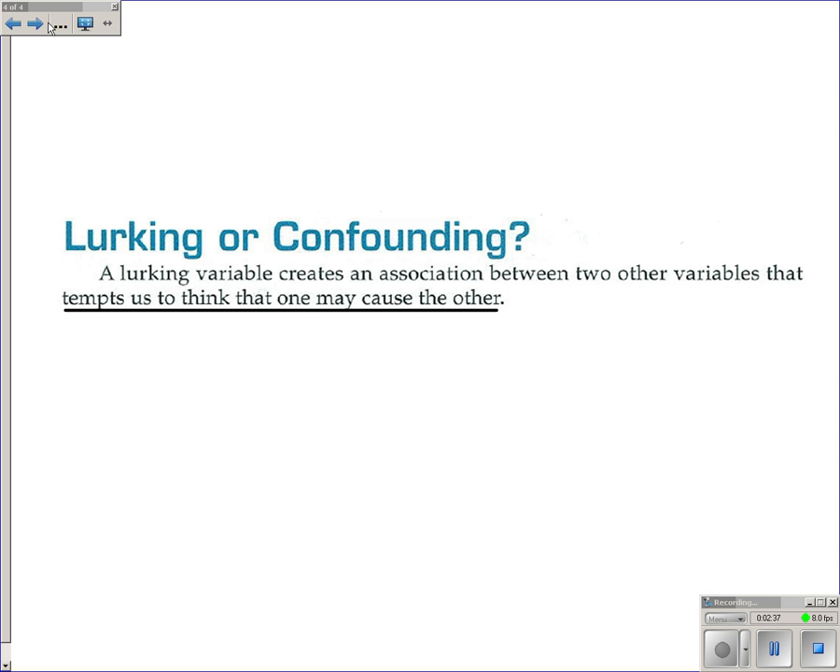So a lurking variable affects both the explanatory and the response variable, whereas a confounding variable usually only affects the response variable. And those are some of the important ideas in this second part of chapter 13.